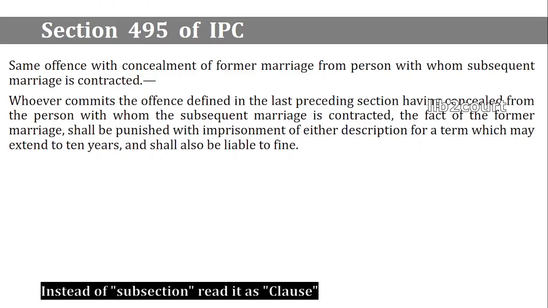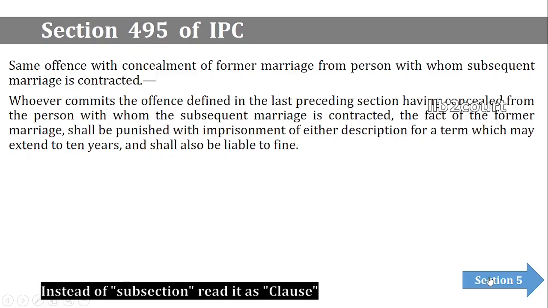So the only difference between section 494 and 495 IPC is in 494 there is no concealment of previous marriage, but in section 495 there is a concealment of previous marriage to the person whom he is subsequently married. So that's why it is elevating the punishments from 7 years to 10 years.